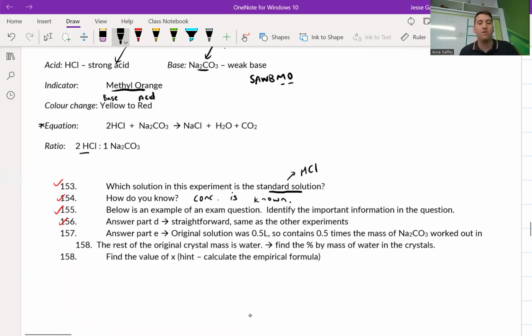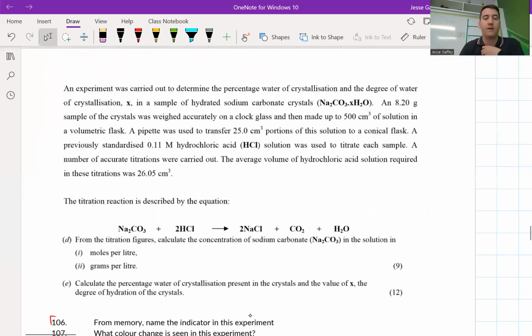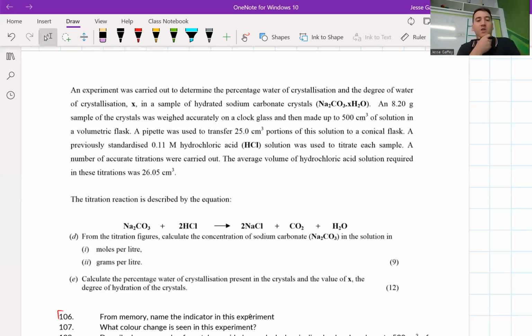All right, so now we're moving on to discuss the actual calculation parts of this question. As you can see here, it says in 155 below is an example of an exam question. Identify the important information in the question. So I'm going to go to 155 and I'm going to get you guys to look at this question down here, and I'm going to ask you to pick out the important information.